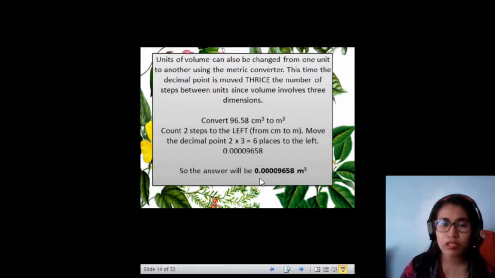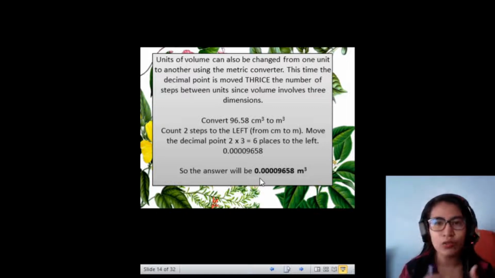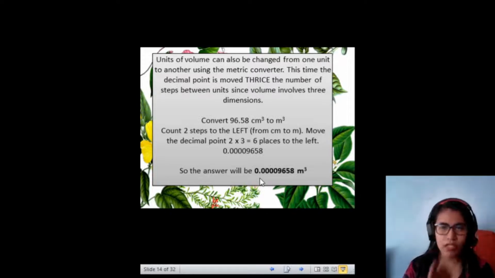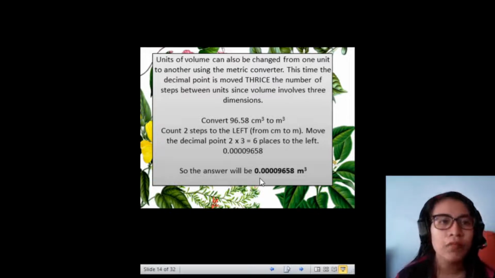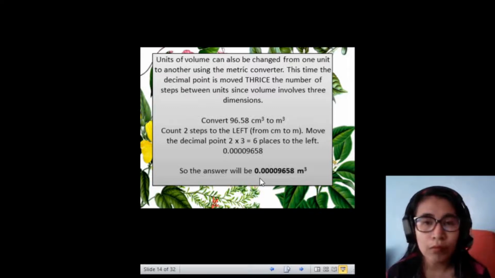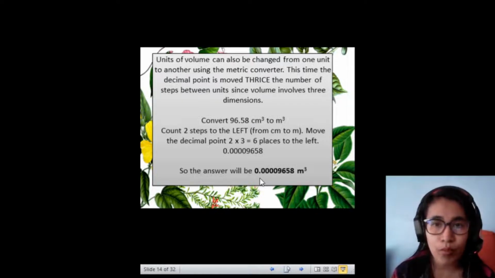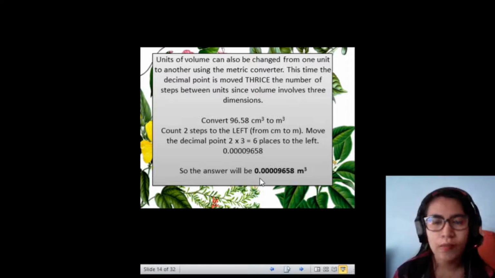Next, we have here units of volume. They can also be changed from one unit to another using the metric converter. Again, that line that we have: the kilometer, hectometer, decameter, then the basic unit, then we have decimeter, centimeter, millimeter. But to use that this time, since we are converting volume, the decimal point is moved thrice the number of steps between units, since volume involves 3 dimensions.